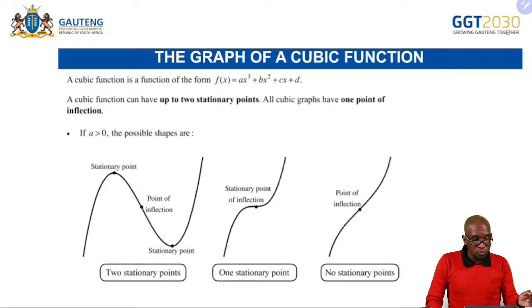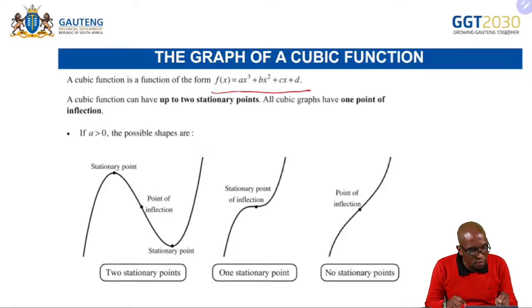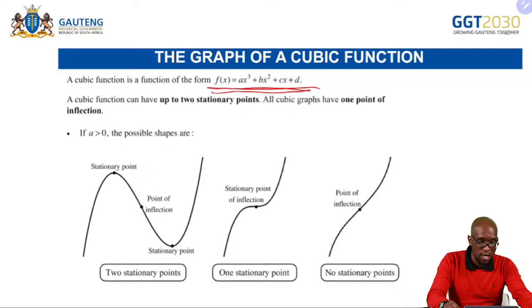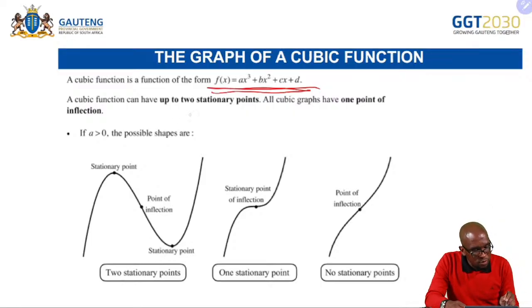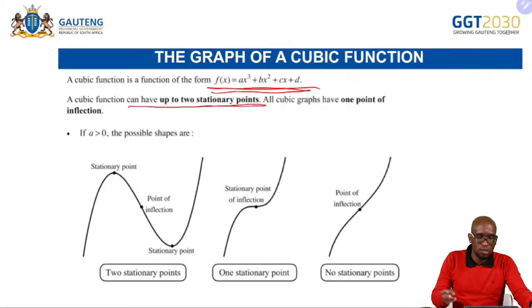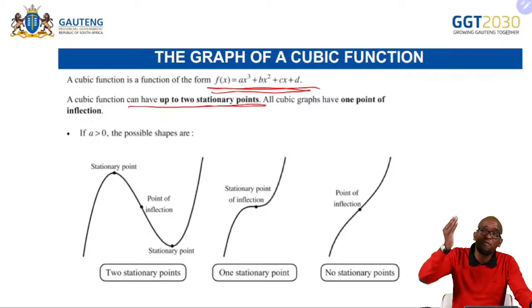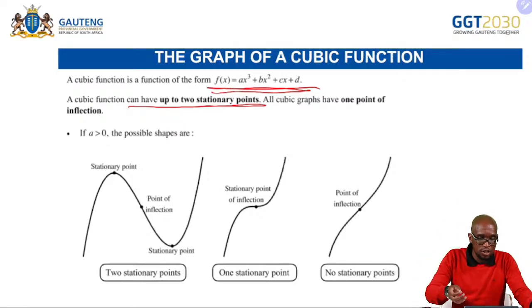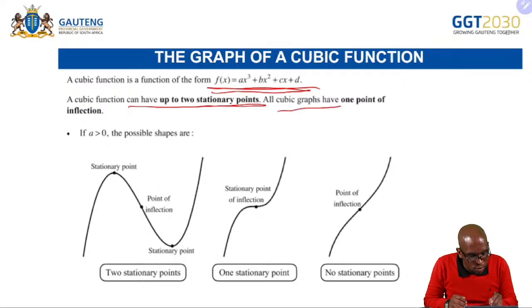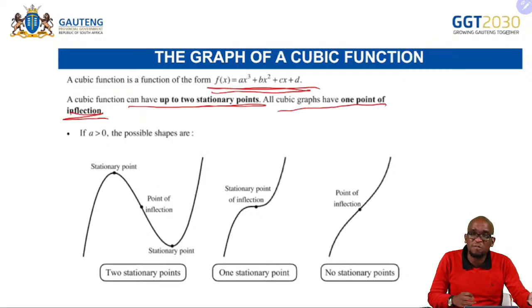Now here, we are going to focus on the graph of an equation ax cubed plus bx squared plus cx plus d. We are saying that the cubic function can have up to 2 stationary points. It's not always the case that you'll have 2 stationary points, but you'd have at maximum 2 stationary points. And all cubic graphs have 1 point of inflection, where the concavity changes.